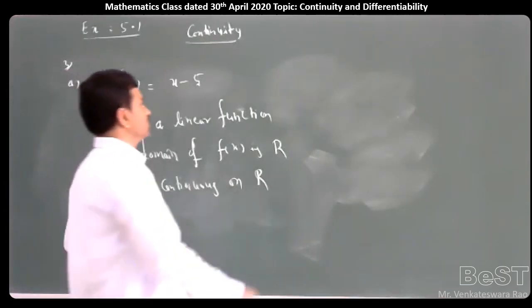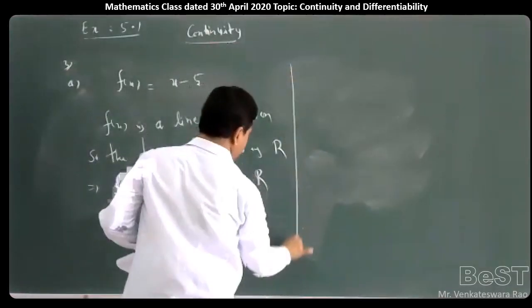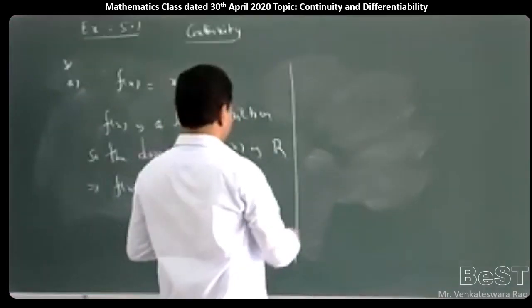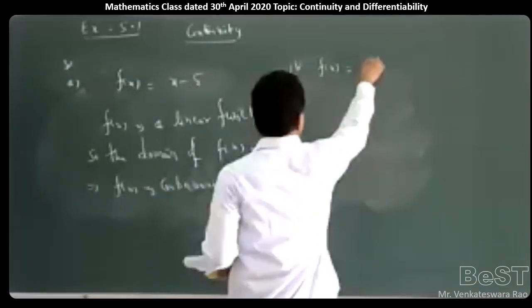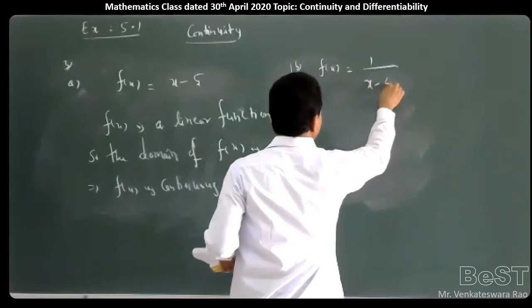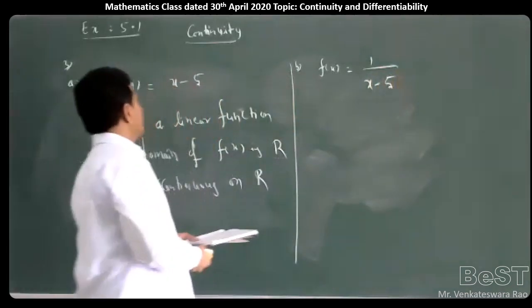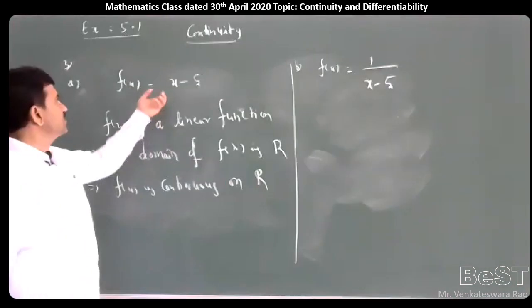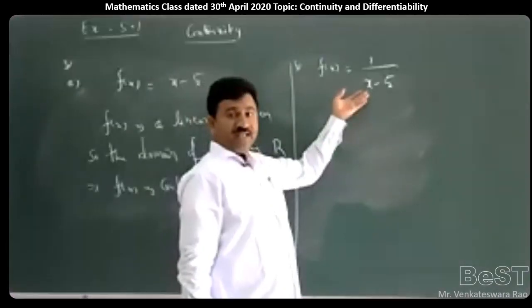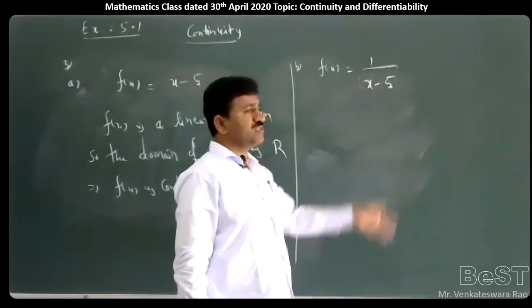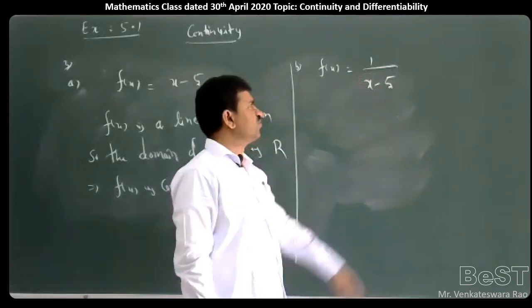So the second problem. f of x is equal to 1 by x minus 5. What is the difference between these two problems? This is a linear function. This is a rational function. The denominator is x minus 5.